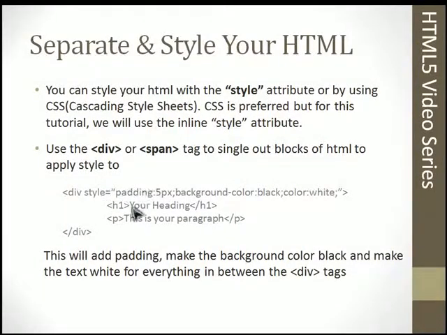Very simple. And it's wrapped in the div tag with padding of 5 pixels, a background color of black, and color of white. So what this means is this block right here is going to have a padding of 5 pixels, so 5 pixels of space on each side of it. The background color of the entire div will be black, and the color is actually the text color. So the H1 and the paragraph will be white text. I'm going to get into this very soon when we start our first project, our first small web page.